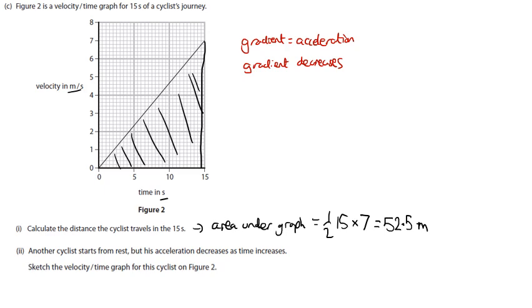So it's going to get a shallower gradient. It starts off steep and then it's going to get shallower over time. So it might look something like that. It doesn't really matter if it's above or below the first cyclist, because you're not told anything about how fast they're going, but just that their acceleration decreases over time. So you could draw something like that.